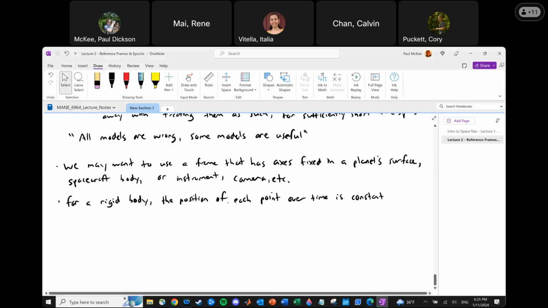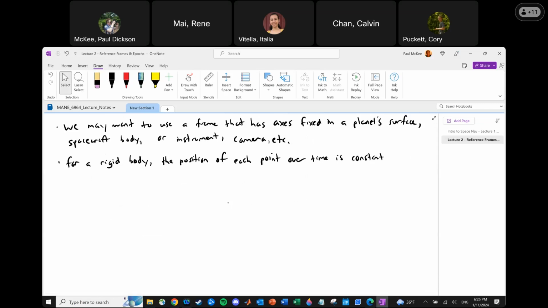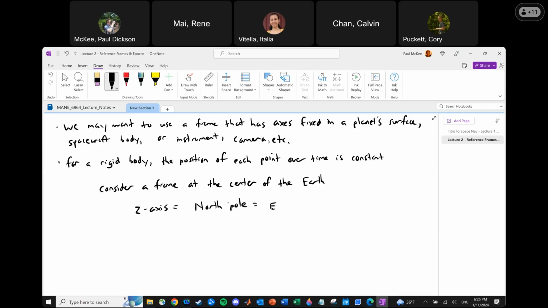So now we're going to get back to Italia's frame from the beginning of lecture. Consider a frame at the center of the Earth that we'll define as follows. Its z-axis is the North Pole, which is the same thing as Earth's spin axis.